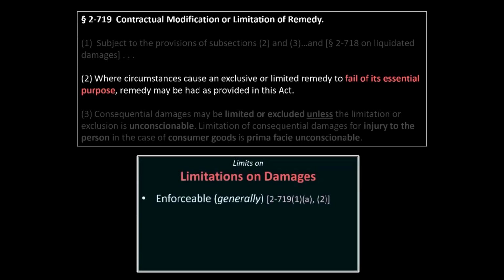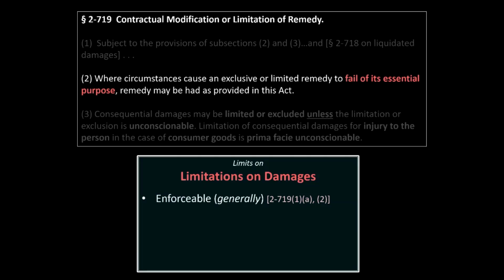Subsection 2, in turn, says that limitation on remedies is enforceable unless the agreed upon remedy fails in its essential purposes. So we can only say that an agreed remedy is generally enforceable, but not always. This essential purpose test envisions a scenario where the remedy allowed for in the parties' agreement does not give the buyer what she reasonably expected.